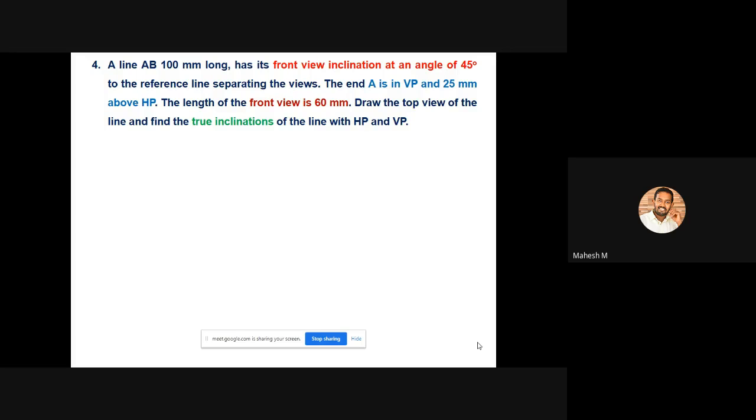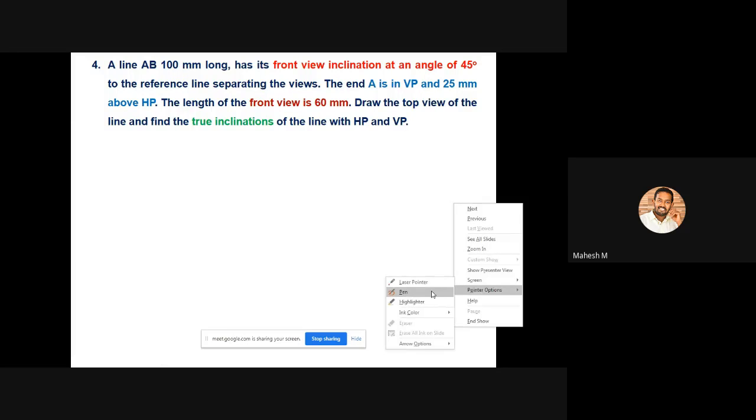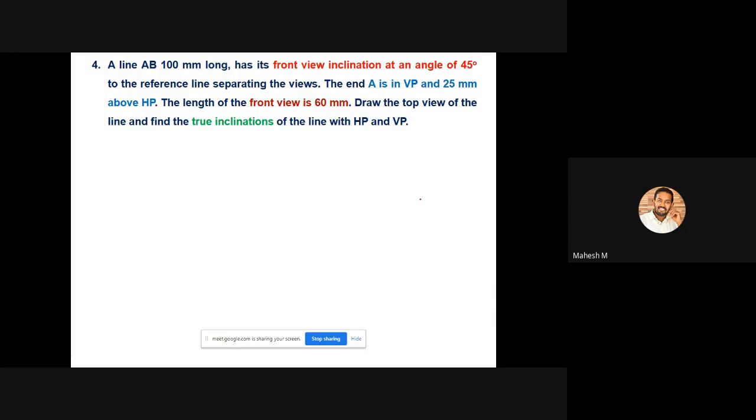So in this problem, you can see that a line AB of 100 mm length. Okay. A line AB of 100 mm length, that means the dimension is... After this I will not say anything, because I'm going to expect an answer from you. So what is this? A line AB of 100 mm length.